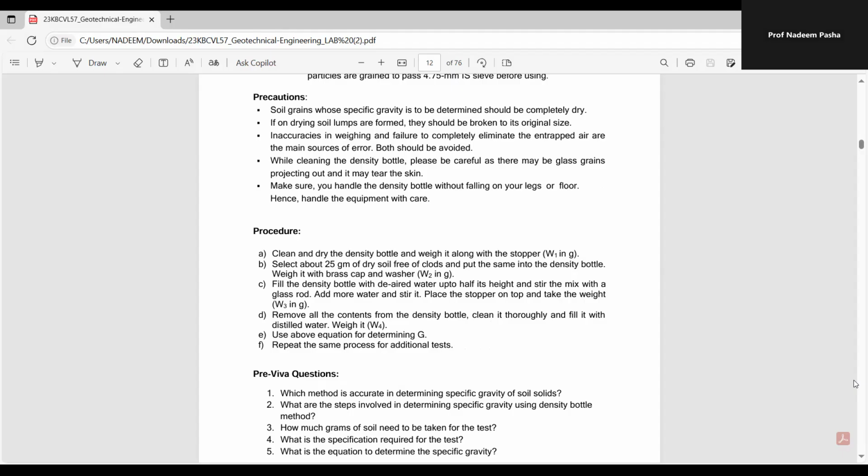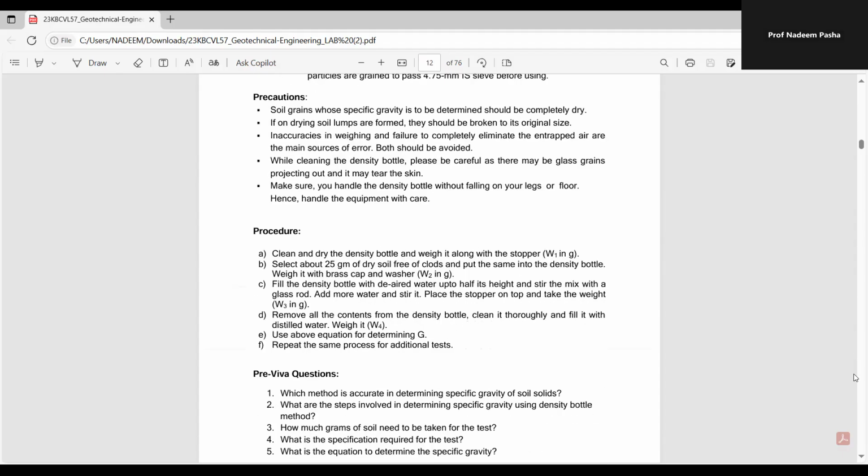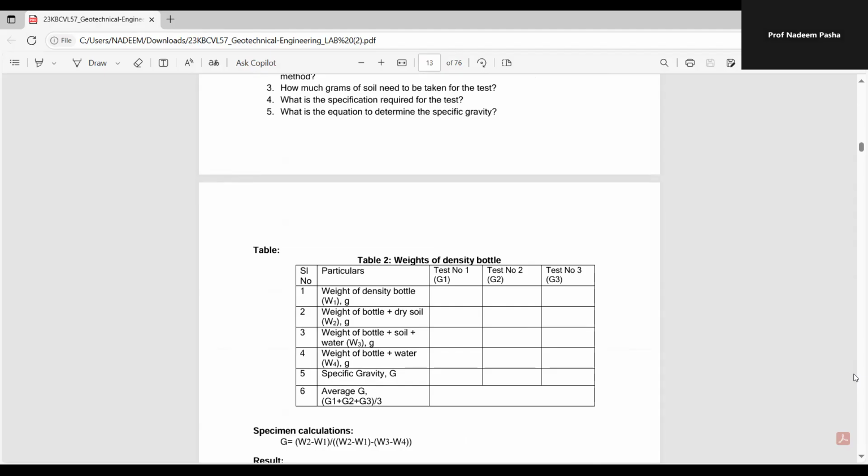What is the specification required? How many grams of soil are needed? 25 gram of soil is needed. What specification did you use? IS 2720 part 3, 1980. What is the equation to determine specific gravity? (W2 minus W1) divided by (W2 minus W1) minus (W3 minus W4).